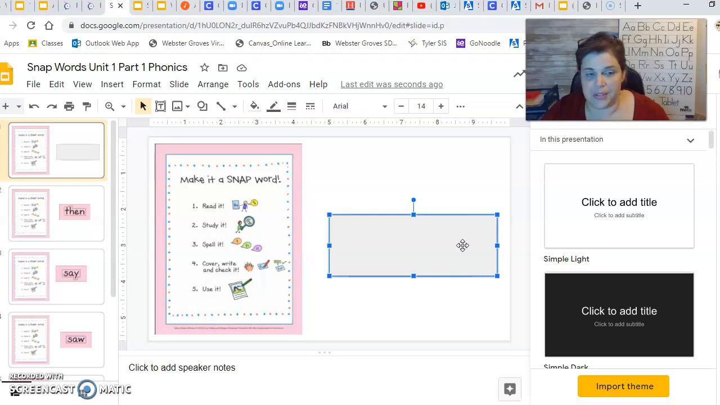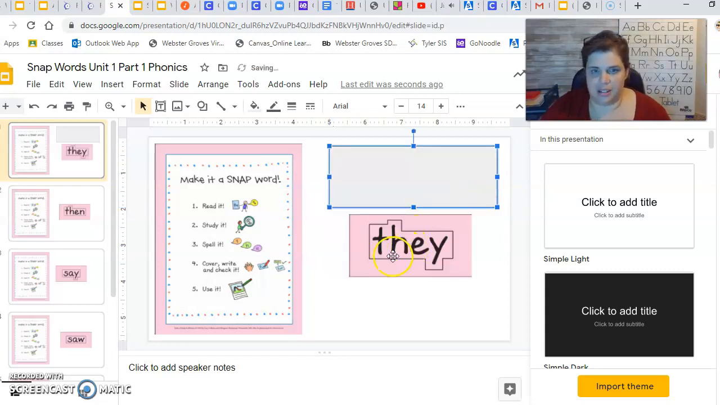Got it written? You can pause for as long as you need to. All right, and then we check it. Do you have these same letters written in this exact order? If you do, good job. If you don't, go back and check it. And then we practice using the word in a sentence.